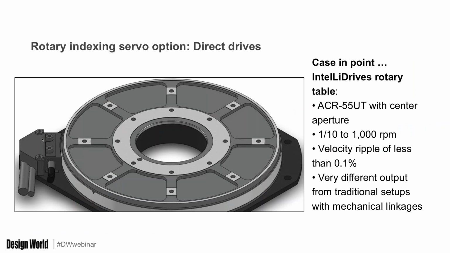All right, here's a specific example of another direct drive option. It is a direct drive servo motor from IntelliDrives. The thin rotary table is a model ACR55UT, if you want to check it out. It's got a 55mm center aperture for applications in semiconductor manufacturing and other similar precision applications. So it runs from 1/10 of a rotation per minute to 1,000 RPM with velocity ripple of less than 0.1%.